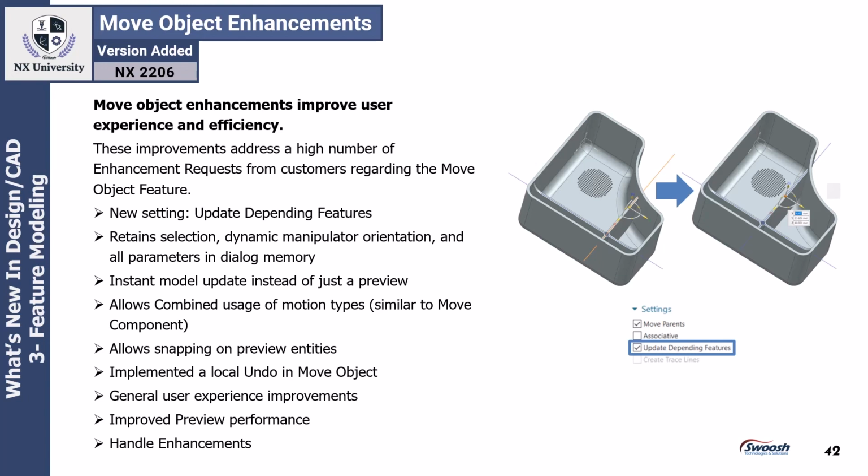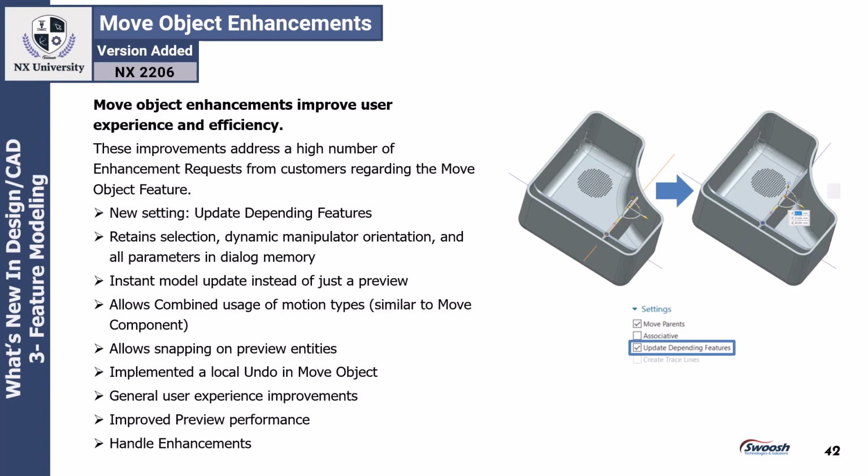There is a new setting inside the dialog box that allows for updating of depending features when the parent feature is moved inside the design. It also retains selection, dynamic manipulator orientation, and all parameters inside a dialog memory. There's an instant model update instead of just a preview now. It also allows combined usage of different motion types, very similar to the move component command.